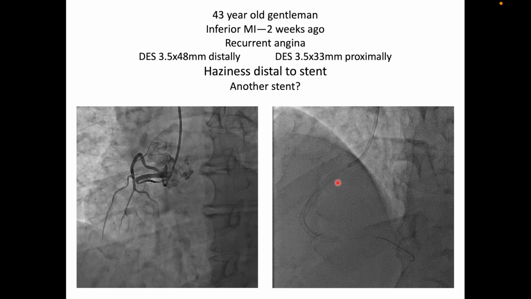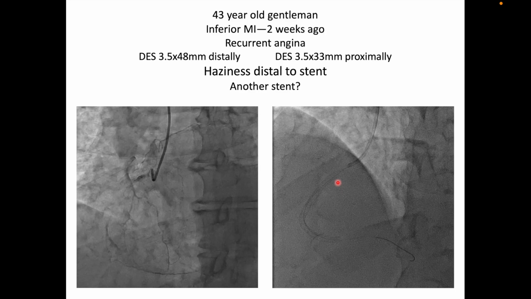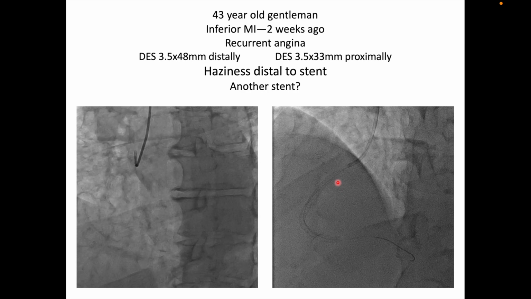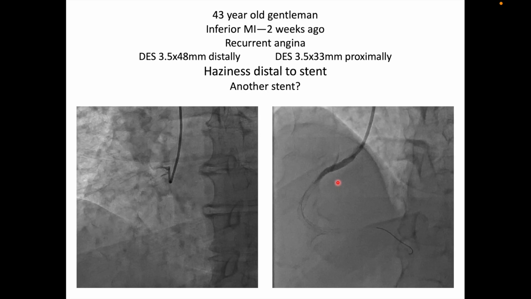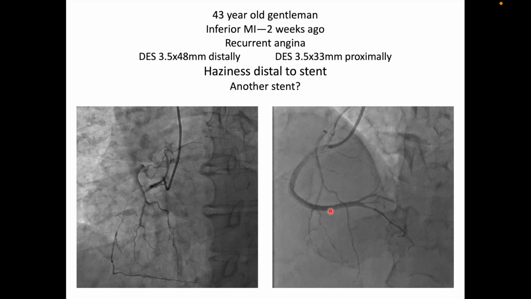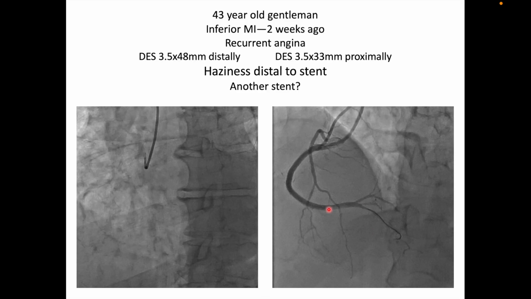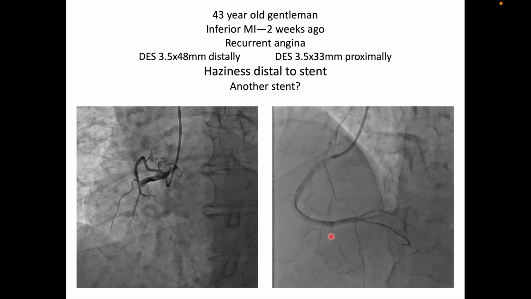So this is a 43-year-old gentleman who had a 2 weeks history of inferior myocardial infarction, presented with recurrent angina, had 2 stents placed, but there was haziness distal to the stent. Now with this distal haziness, do we put in another stent or just Aggrastat? So we did an IVUS study for this patient, and that's the IVUS.